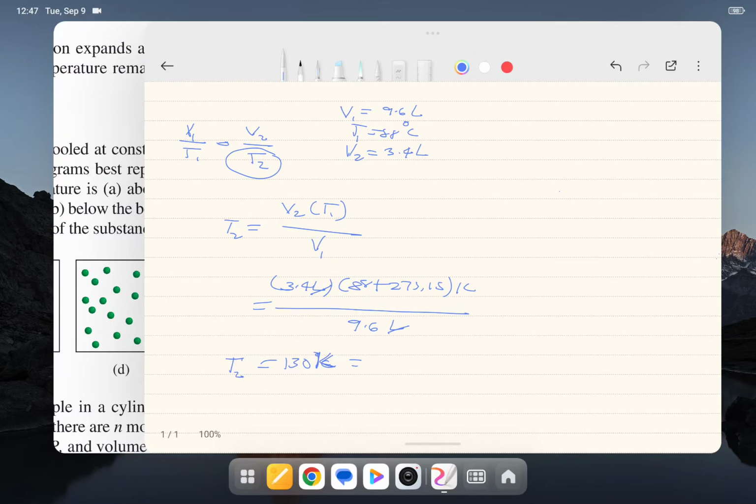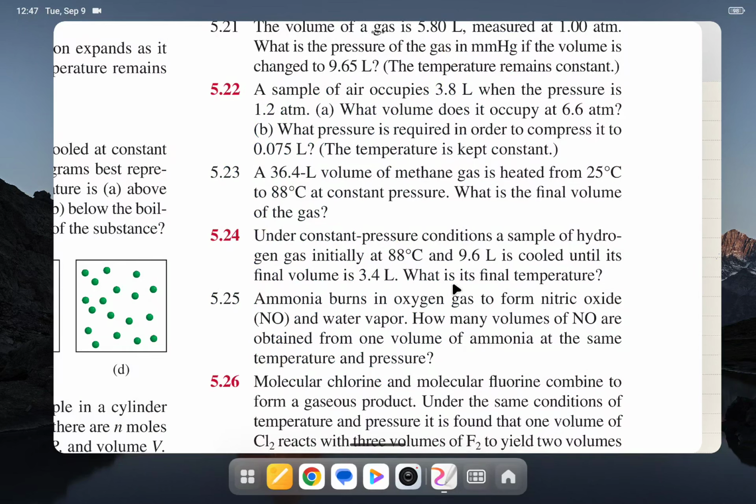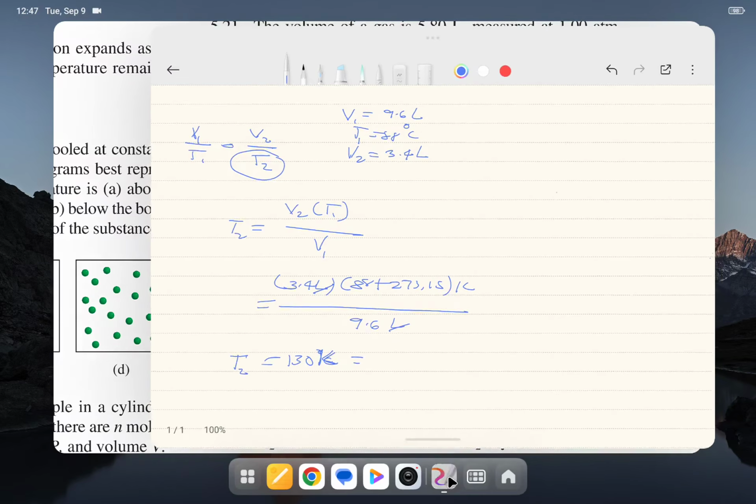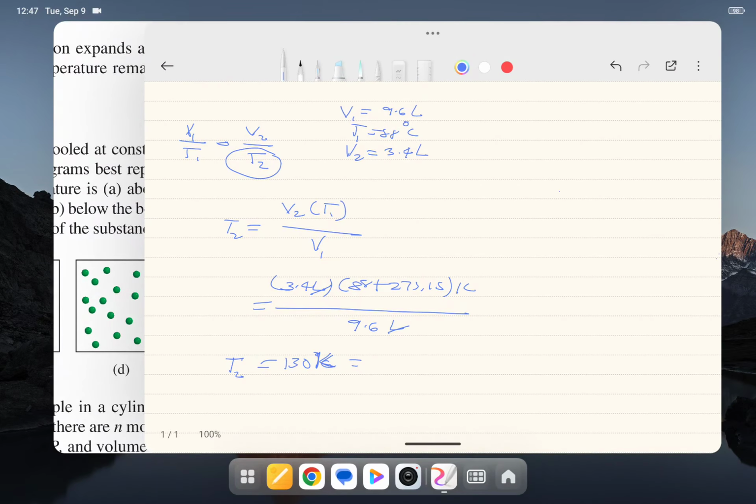130 minus 273. I think the volume decreases, so therefore it will cool. It is also stated in the problem that it will cool down. Constant pressure, see, that's Charles' law. Initially at 88 and then it is cooled. So therefore you can expect that the temperature would be lower this time for the second case. So that is 130 minus 273, and that will give you negative 143 degrees Celsius.